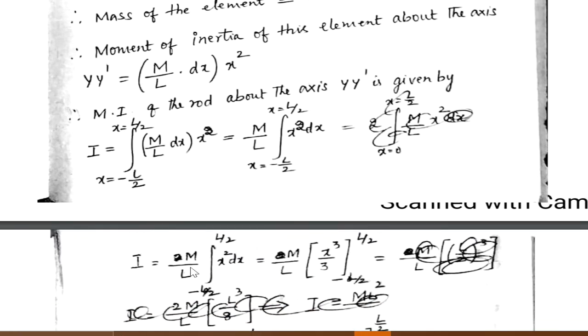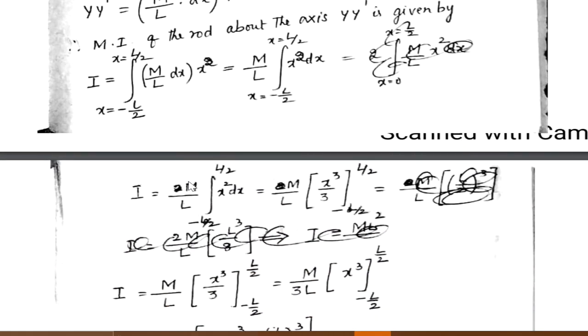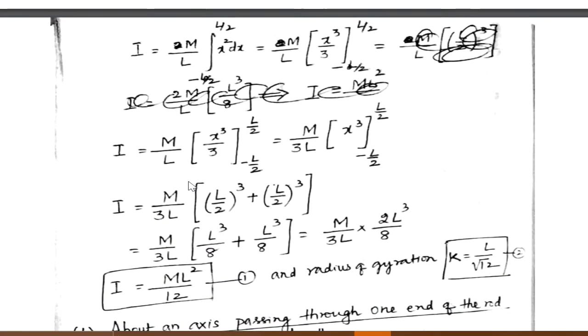Now let us integrate this. This is the same step. I is equal to M by L into integral x square into dx, which is equal to M by L into integration of x square, which is x cube by 3, between the limits minus L by 2 to plus L by 2. Now, before you substitute the limits, take out this 3 outside. It becomes M by 3L into x cube between the limits.